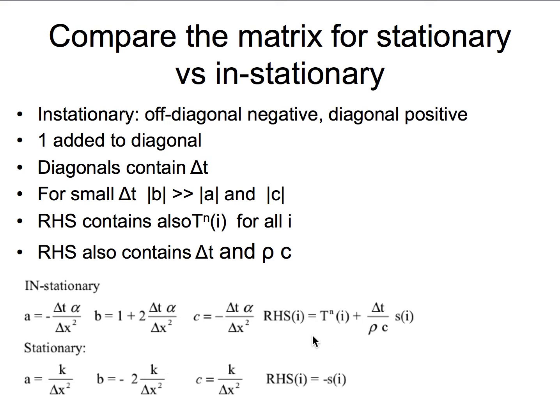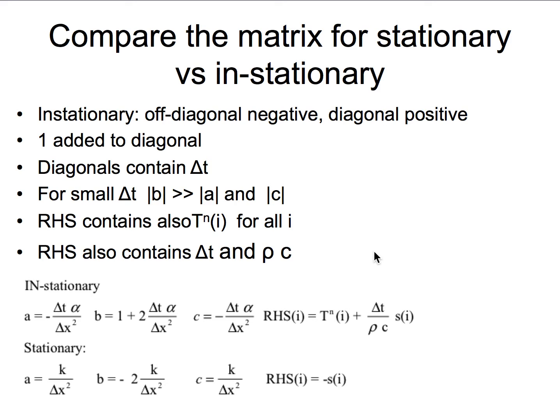Also compare the right hand side. For the stationary case, it contains minus the source term in point i. For the instationary case, it contains the temperature at the old time level plus a term related to the source term.